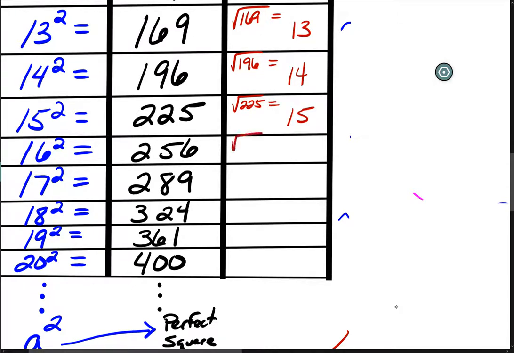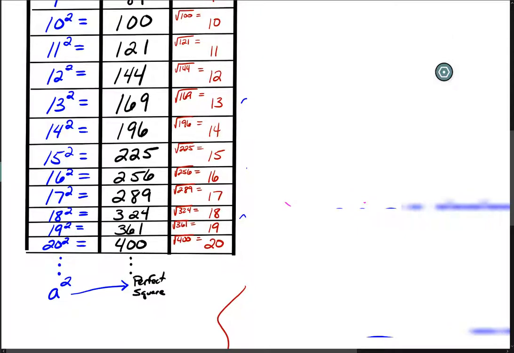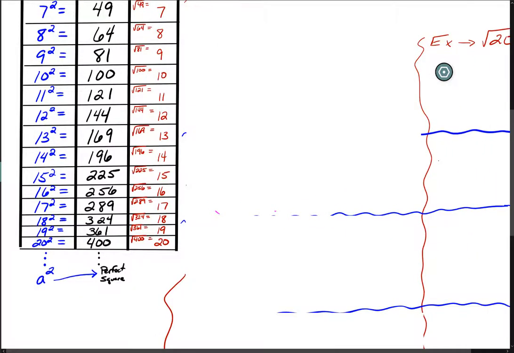Isn't this fun? What number could I square and get 256 as an answer? 289? 324? 361? What number could I square and get 400 as the answer? Man, square roots are easy, right?